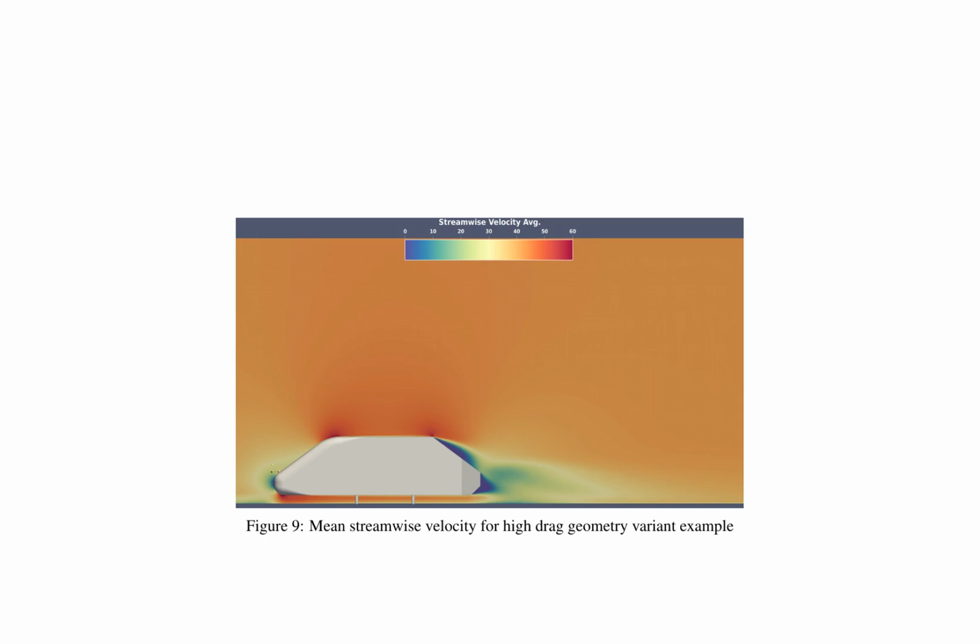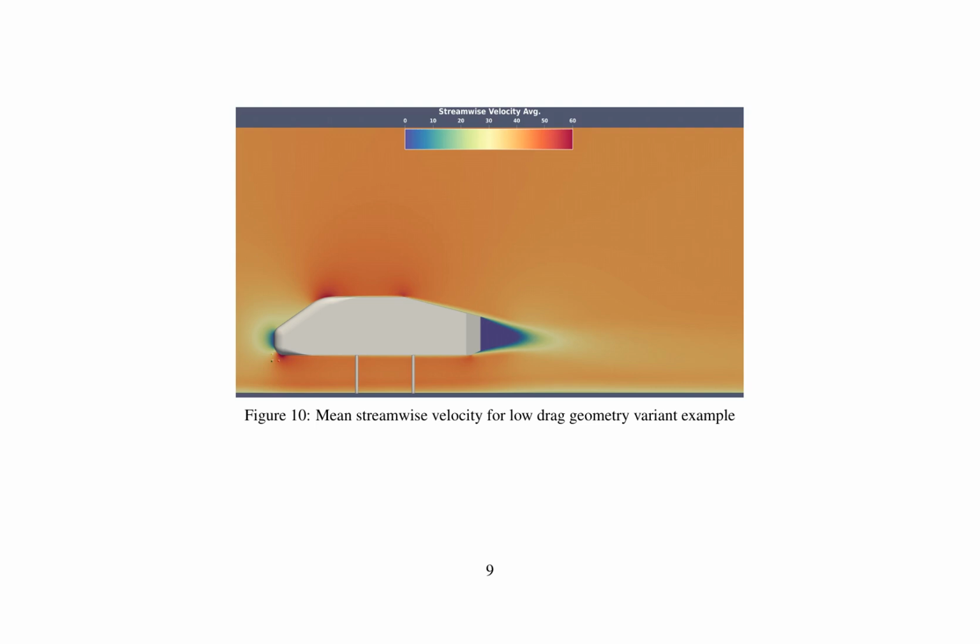This suggests that the high drag geometry variant experiences significant resistance to fluid flow, which could be detrimental in applications where fluid flow needs to be optimized. In contrast, Figure 10 depicts the mean streamwise velocity profile for the low drag geometry variant, showing a less pronounced velocity gradient near the wall, indicating lower drag forces acting on the fluid.